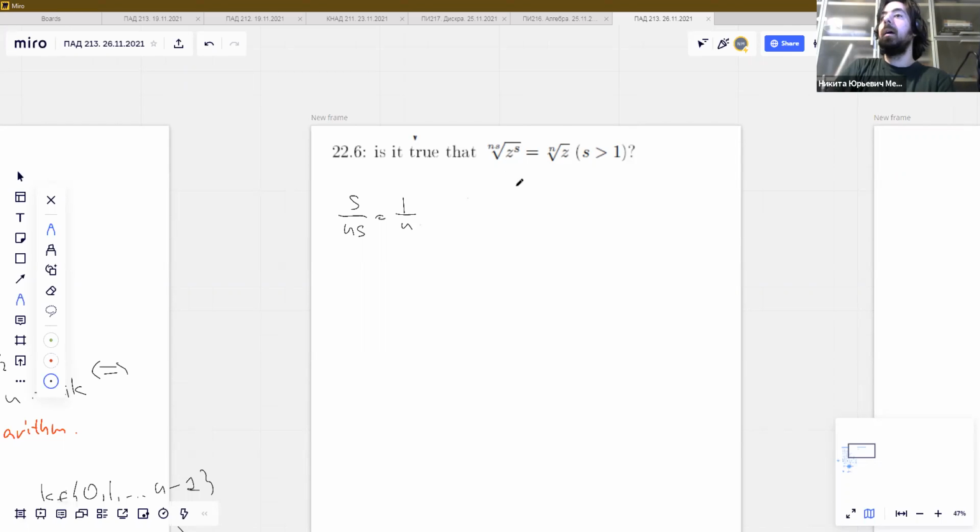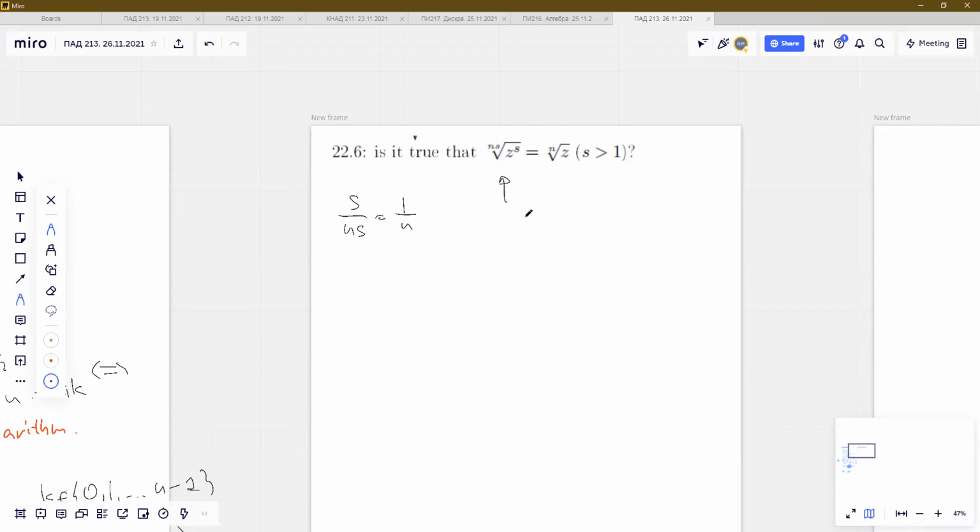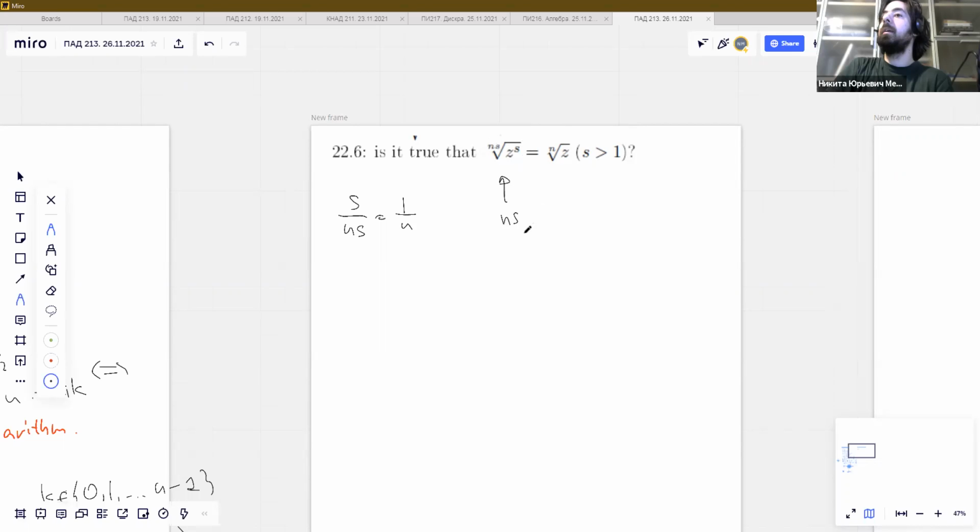Well, how many numbers are there in this set? I remind you, this is not a number, but a set of numbers. From 0 to ns minus 1. So there are ns numbers. This is a simple rule: if you have a root of some power, this is exactly the number of possible roots. And this set has n numbers. So it is obvious they can't be the same set.